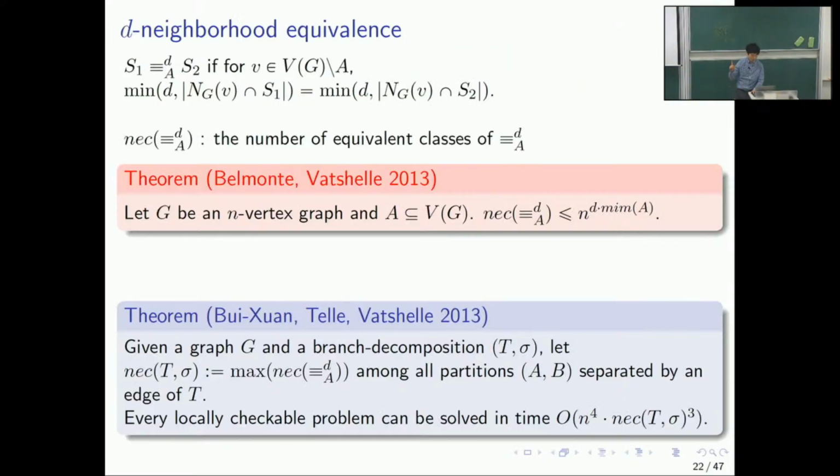And so what Belmonte and Vatshelle actually proved is that the number of d-neighborhood equivalence classes is bounded by n to the d times the Mim function. Because d was a fixed integer given by some problem, so it's fine, and the Mim function is bounded, so you can adapt this algorithm to have a polynomial time algorithm. Yeah, this is a nice idea.